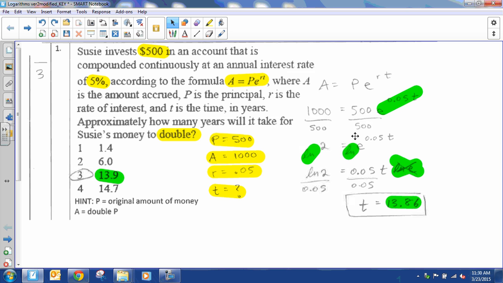So we divide both sides by 500, take the ln of both sides because it's base E. The ln of E cancels out, the 0.05t comes down. We divide both sides by 0.05, and ln of 2 divided by 0.05 is 13.86.